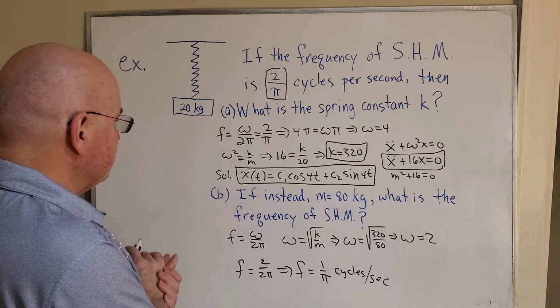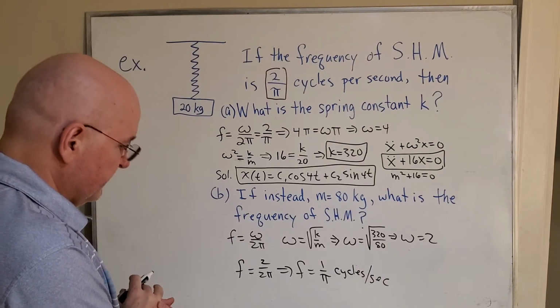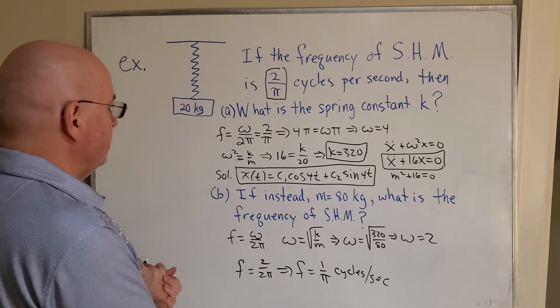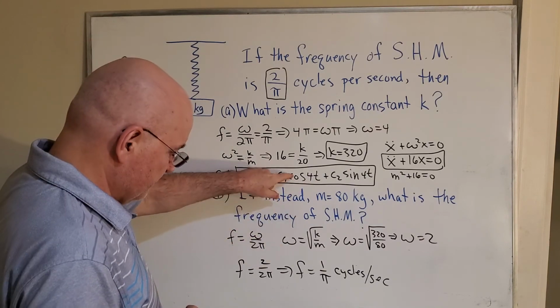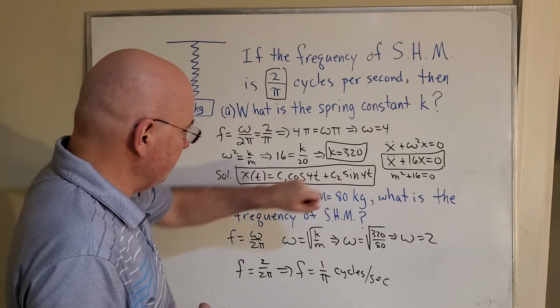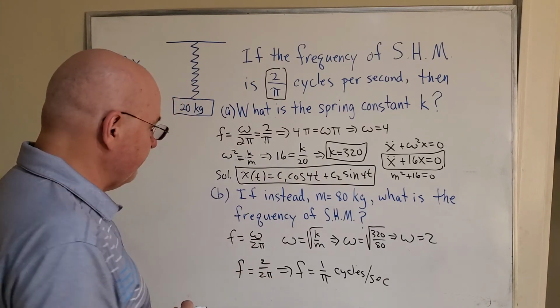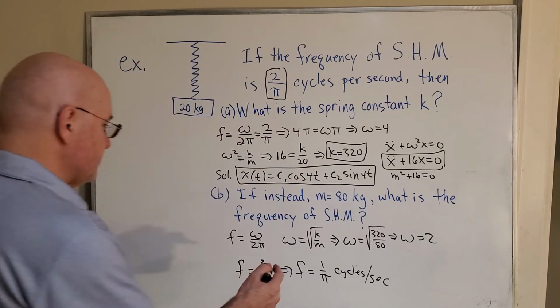And the only thing that would change in the solution would be that the omega, instead of 4, we'd have a 2 here and a 2 here, if I wanted to write down the solution there. But here's the answer to the question.